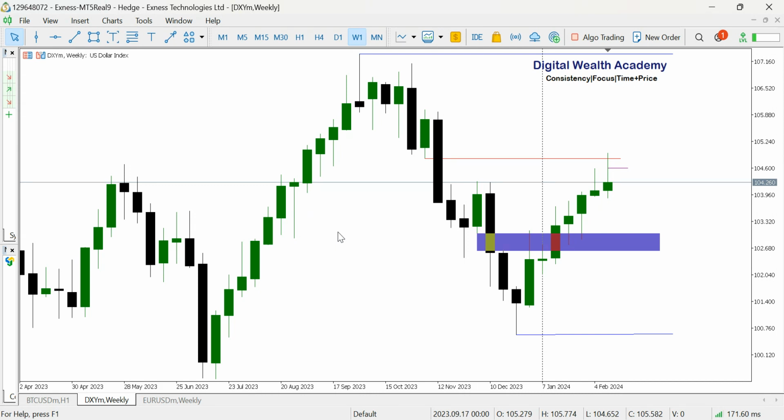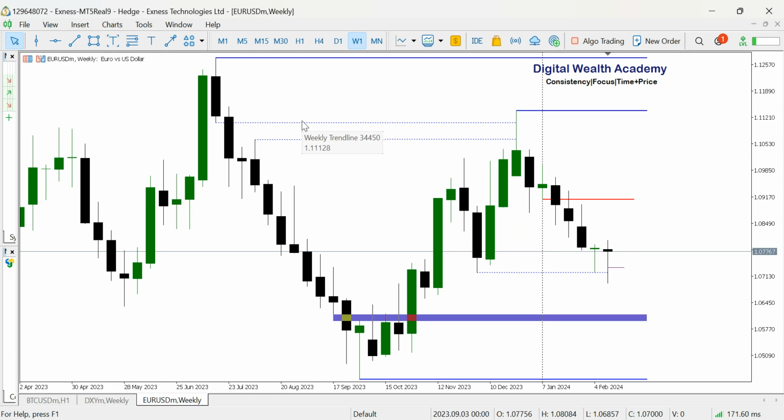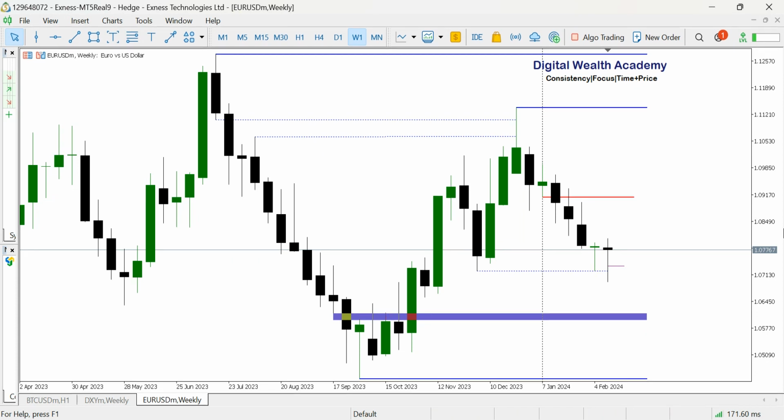DXY, but we mostly start with euro when I'm doing this market review. So we talk about euro, then we compare it with the DXY. Without wasting much of our time, let's dive into this. I'm going to be explaining the weekly, the daily, maybe touch on the 4 hour, but not that much. I'm focusing mainly on the weekly and the daily, right?